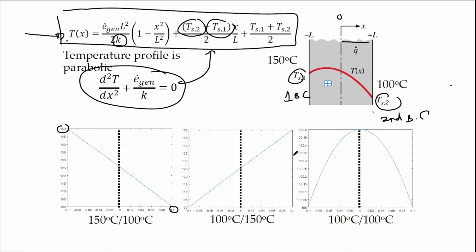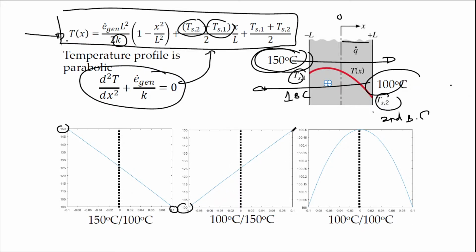So what happens if you switch? Meaning that instead of having 150, you send 100 over here on your left side, and 150 on the right hand side. The gradient will just shift, a mirror image. This is a negative gradient, and now you have a positive gradient. But in this case, 100 on your left hand side, 150 on your right hand side.